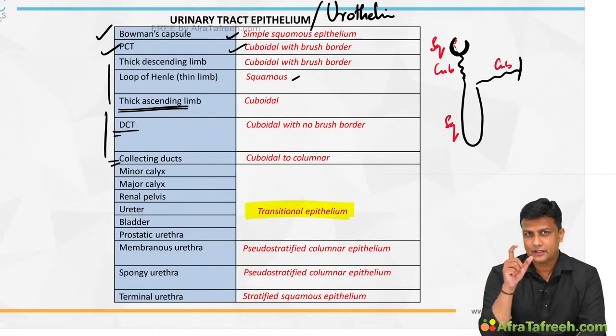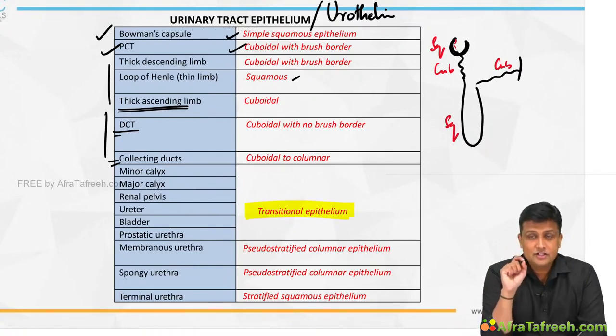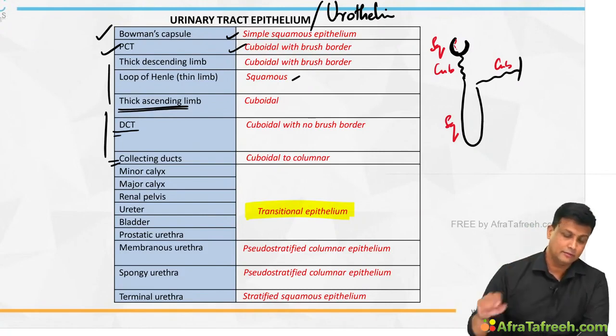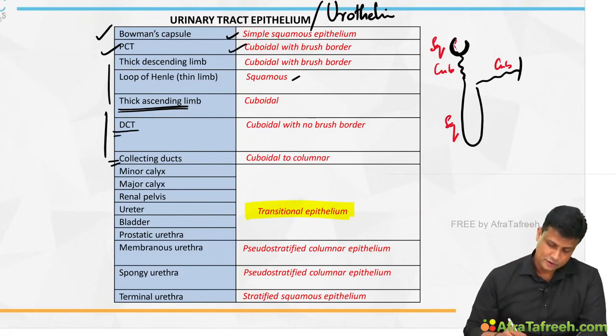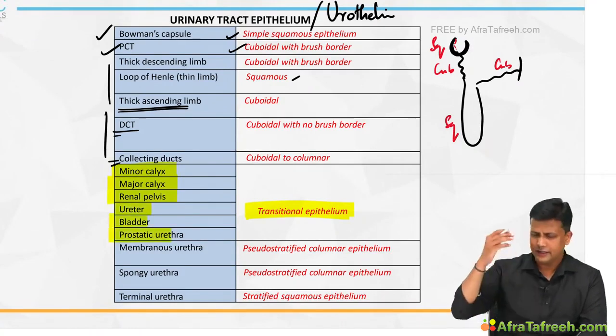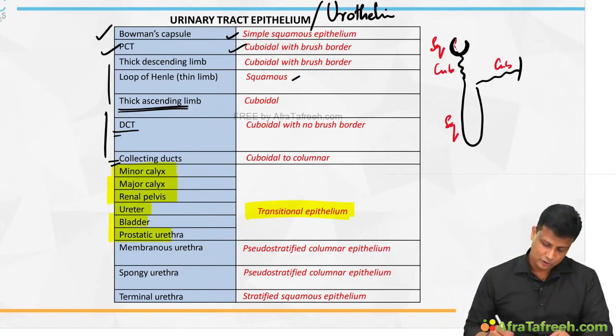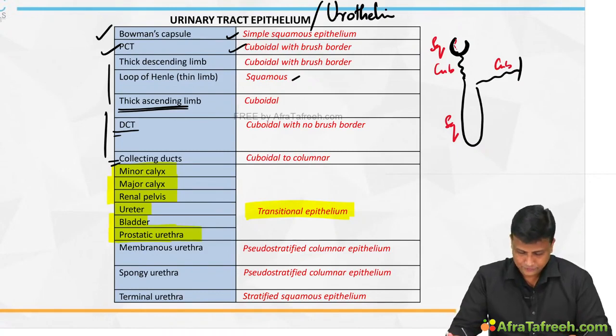So I hope you are observing there. When it is the gut, the GIT, it is columnar epithelium. When it is the respiratory tract, it is pseudo-stratified ciliated epithelium, the main important one. And in the urinary tract, it is mainly transitional epithelium. So minor calyx, major calyx, renal pelvis, ureter, bladder, the entire thing from the kidney, the ureter, the bladder, and up to the prostatic urethra, it will be transitional epithelium.